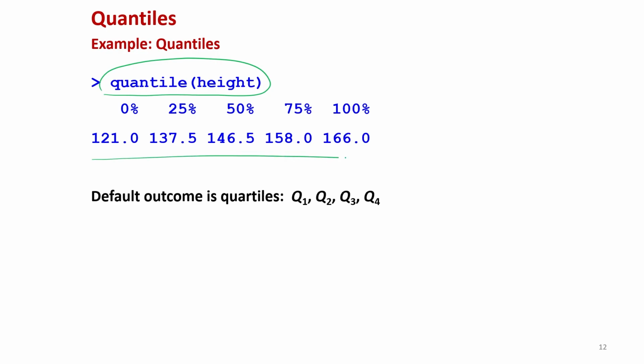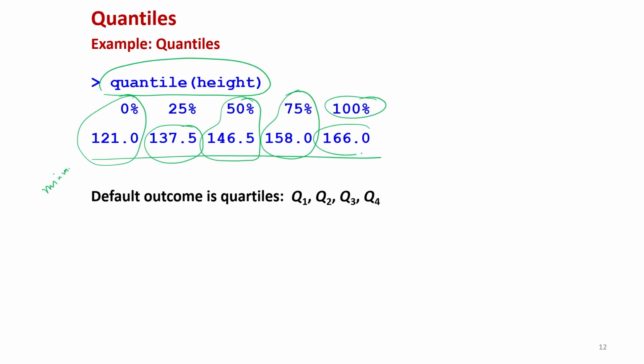these quantiles. If you look here, the 0% quantile is the minimum value, from where it is starting. Then the first quartile value here is 137.5, and similarly the second quartile is at 50%, whose value is 146.5. The third quartile, at 75%, has the value 158. And similarly the fourth quartile, which takes 100% of the data, has the value 166.